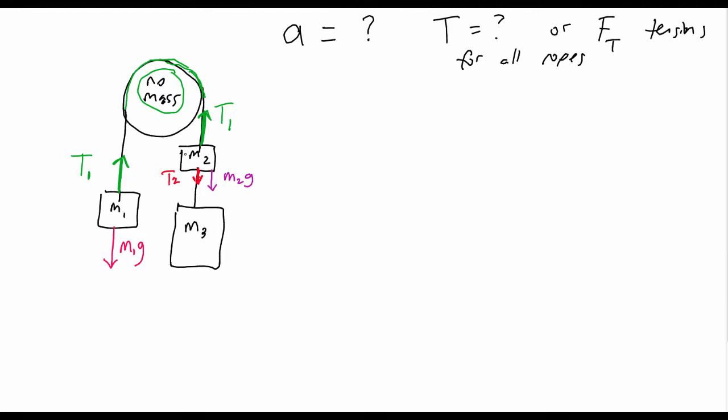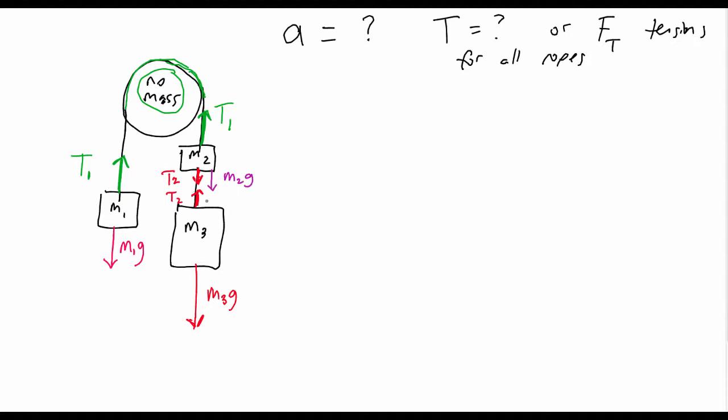Now let's draw a free body diagram for M3. For M3, we have M3G, big old vector here, M3G. But we also have this T2, but I'm going to draw it up like this. Notice the tensions can only pull on objects. This is also the same T2 because it's the same rope, but it's pulling up on M3.